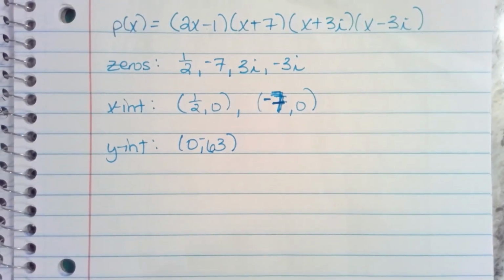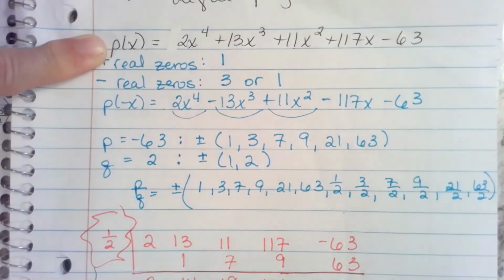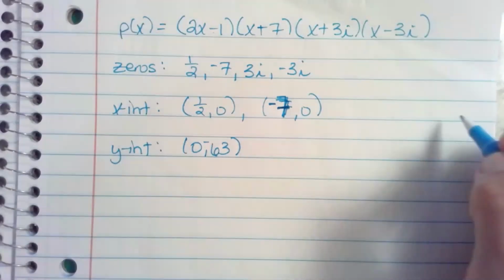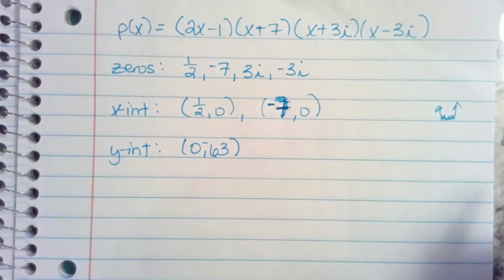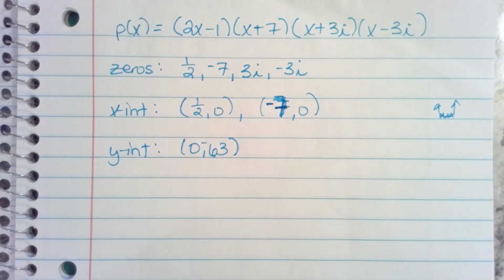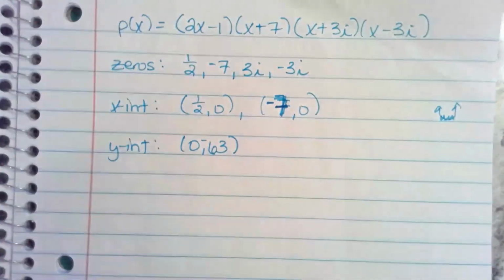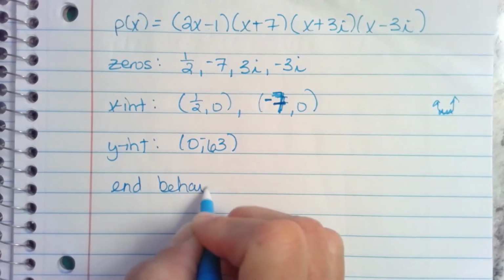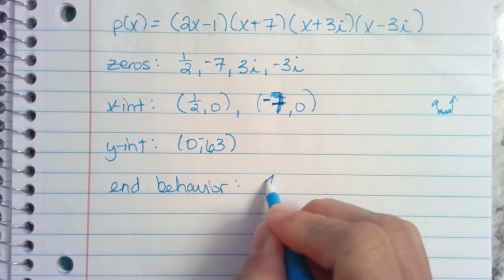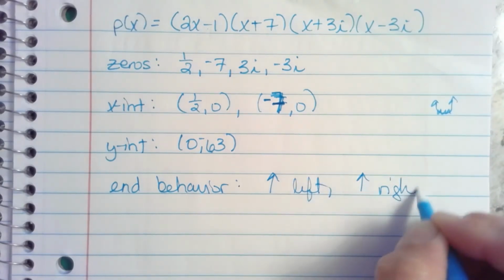Now, this original function is a 4th degree polynomial, which means it has a general shape like a parabola, but it could do crazy stuff in the middle. Okay? So that means that it goes up on the left and up on the right. So if you're asked for the end behavior, you can say up on the left, up on the right.